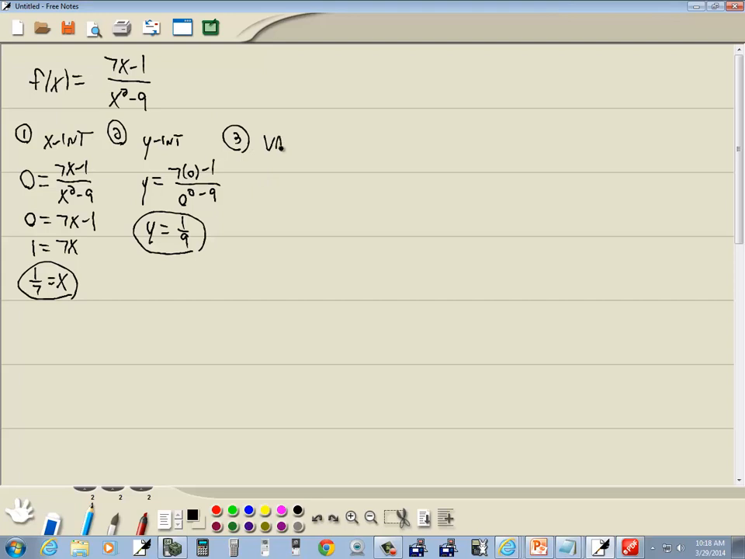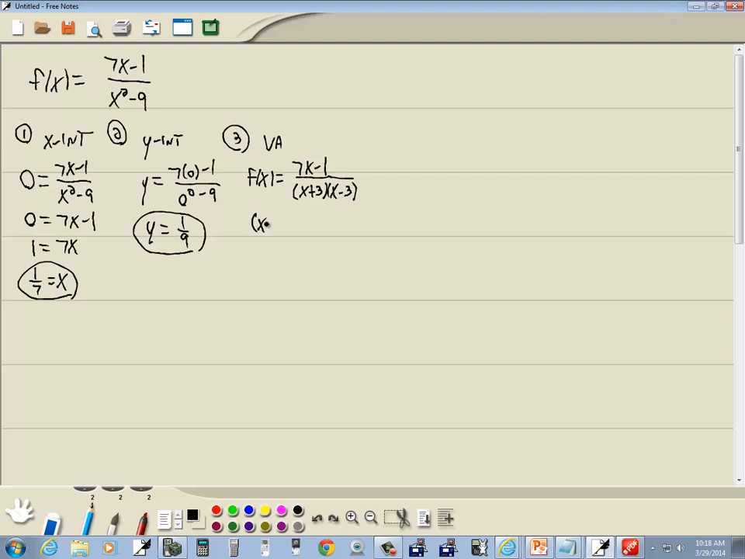Our third thing is the vertical asymptote. Now for your vertical asymptote, our first step is to factor the top, factor the bottom. Can't do anything with the top, but the bottom is the difference of two squares, so it factors as x plus 3 times x minus 3. We would cancel, but there's nothing to cancel.